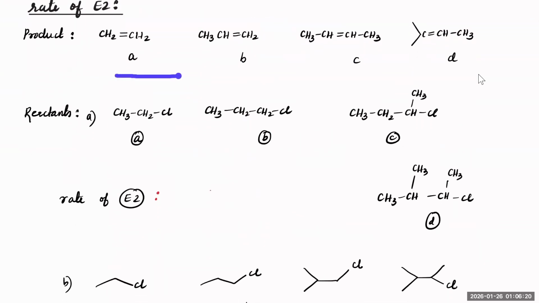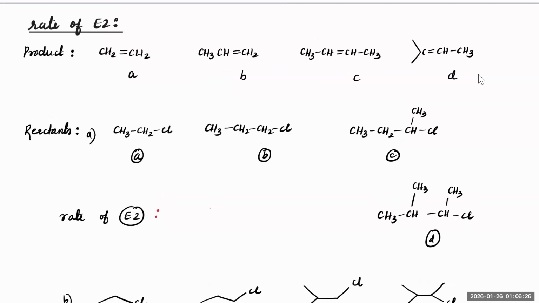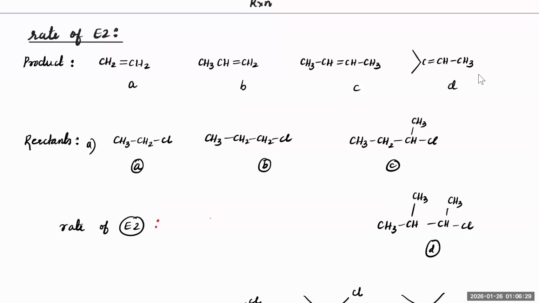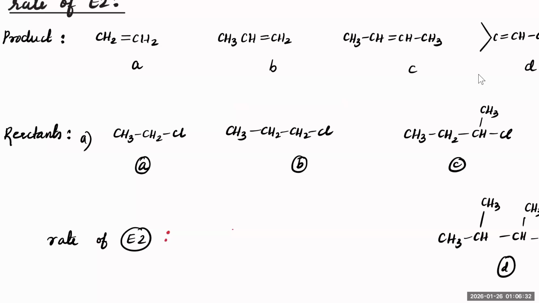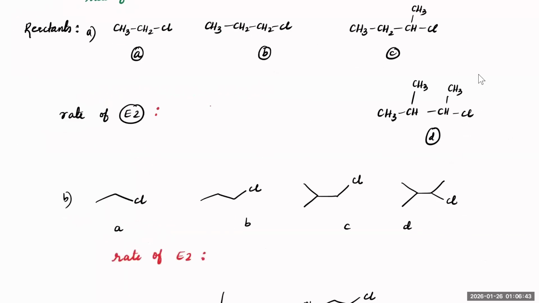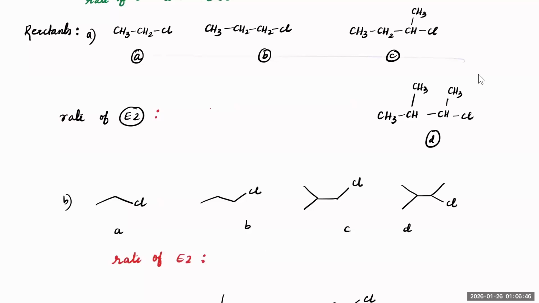Now you can see that based on product, if you have to analyze the reactants, the one whose product is more stable will be formed most easily. So we can say the rate of E2 will be lowest for A, then B, then C, then D. Likewise, even if we discuss that in terms of alkyl halides, the rate will be similar: D, which gives the most stable alkene, compared to C, compared to B, compared to A.